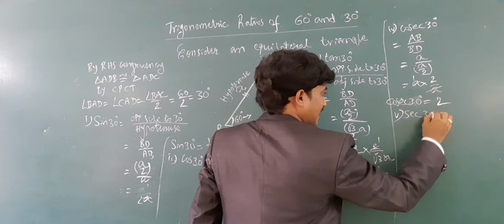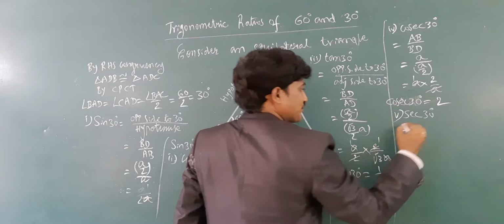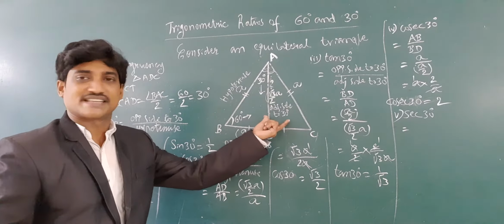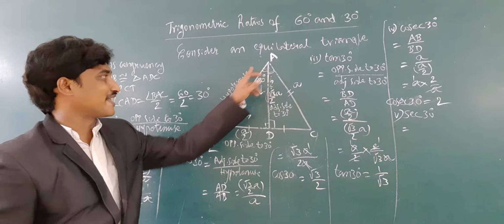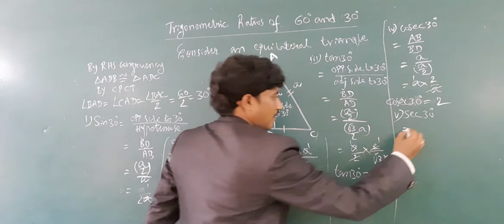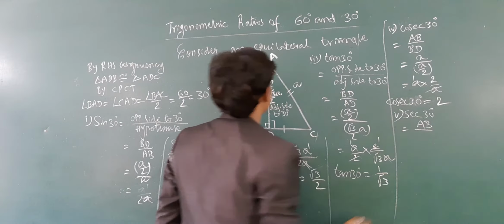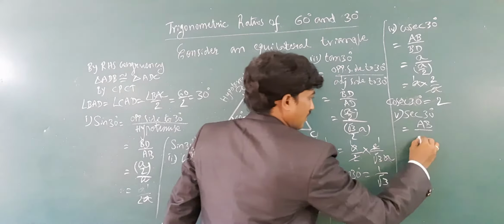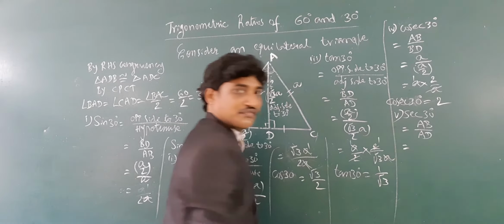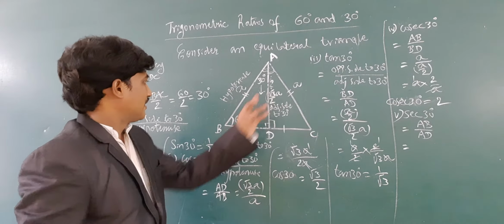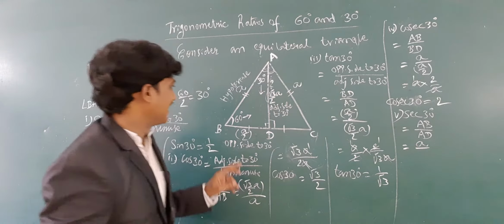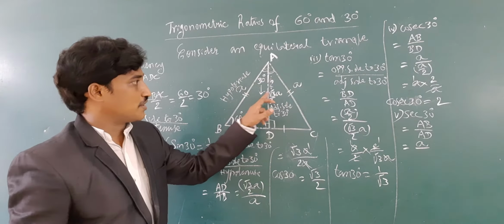Secant 30 degree is hypotenuse by adjacent side to 30 degree. Hypotenuse is AB by adjacent side to 30 degree is AD. AB length we have here A units by AD length is root 3 by 2 A.